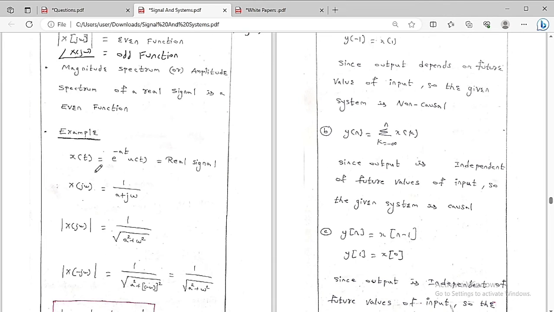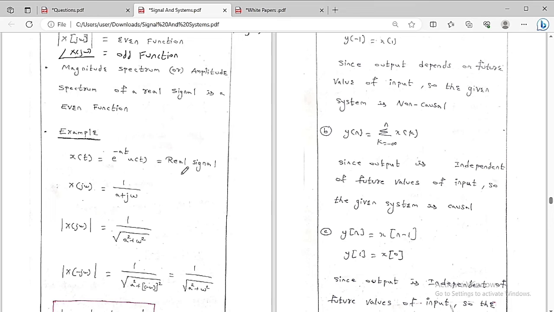Suppose you take x of t equal to e to the power of minus a t into u of t. This is a real signal because there is no imaginary term. Also, as time goes on, the signal is going to decay, so it is an energy signal because the signal is absolutely integrable. So the given signal is an energy signal.